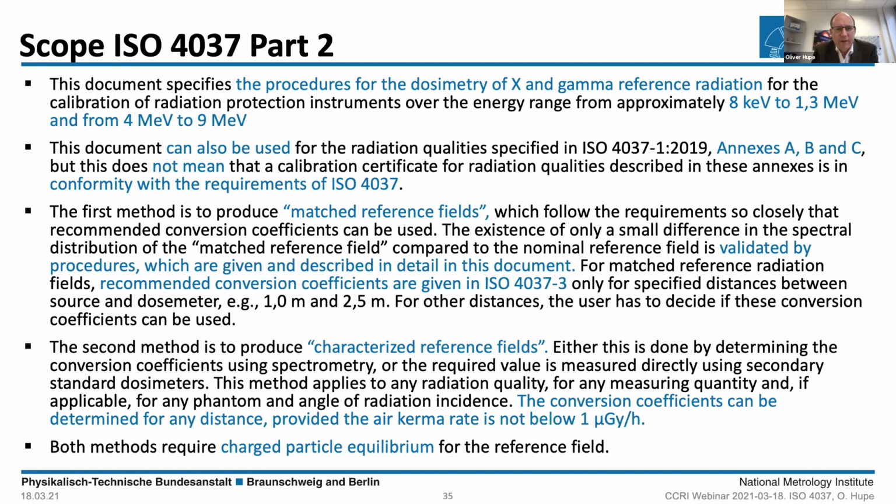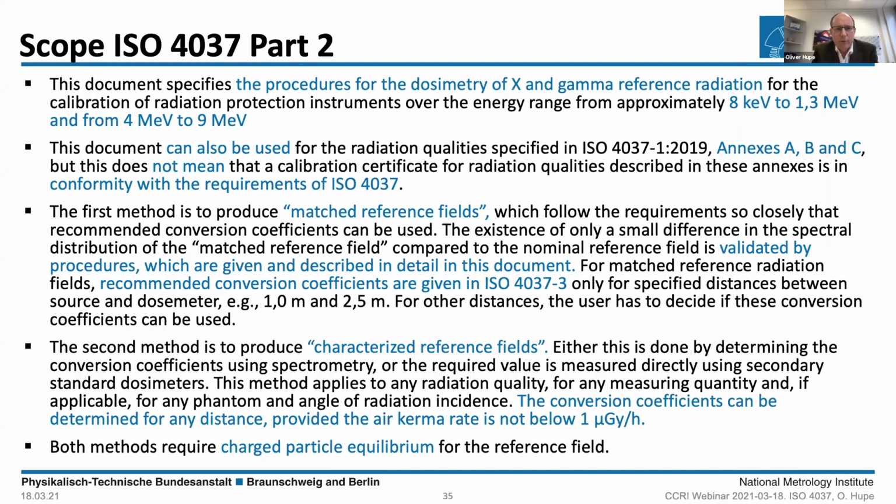For the reference field, the existence of only a small difference in the spectral distribution of the matched reference field compared to the nominal reference field is validated by procedures which are given and described in detail in this document. For matched reference radiation fields, recommended conversion coefficients are given in part 3, and only for specified distances between source and dosimeters. For other distances, the user has to decide if these conversion coefficients can be used. So we define them at special distances, but for sure they can be used at any other distance as well, but then you have to think about what you are doing.